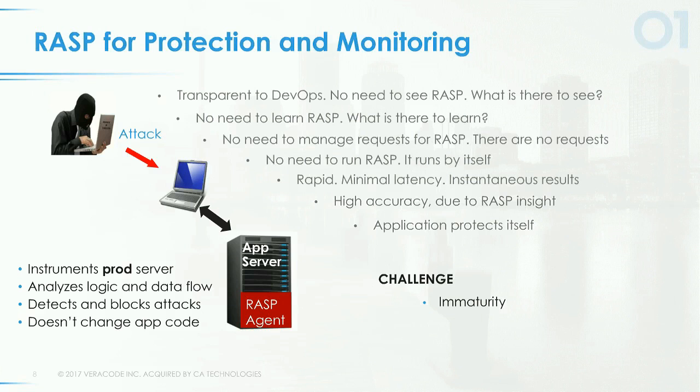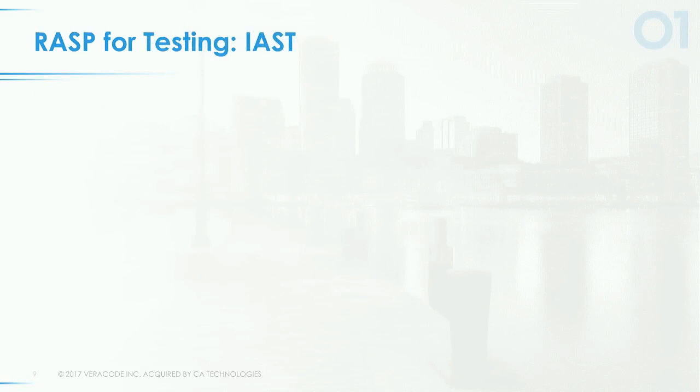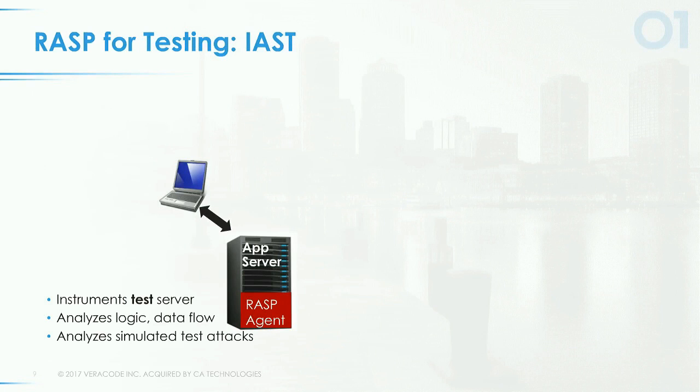And now let us move back from operations and let me show you how RASP can work not only for protection and monitoring, but also for testing. And in that case, it's called IAST, Interactive Application Security Testing. So you would see the very same server, although used not for production, but for testing. And the very same agent gets instrumented into the server. It has complete insight into logic and data flow. It can report results. The only thing missing is a hacker. There are no hackers at test time.